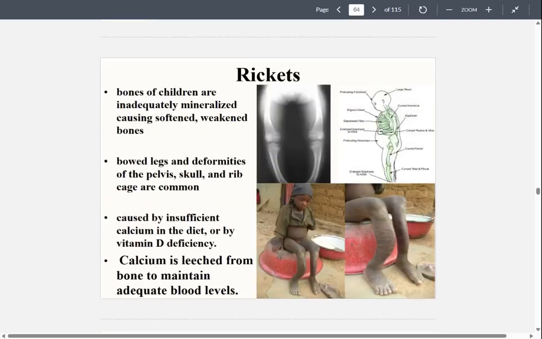Not to be confused with rickets. Rickets is essentially the same thing, but in children. We have an insufficient calcium in the diet or vitamin D deficiency. We're going to leach calcium from the bone, again, to maintain proper blood calcium levels, causing soft and weakened bones. But because children are growing and we need the calcium to replace cartilage, creating strong, healthy bone structures, this is going to lead to bone deformities, with bowed legs and deformities of the pelvis, skull, and rib cage being the most common. That's actually what is being shown here.